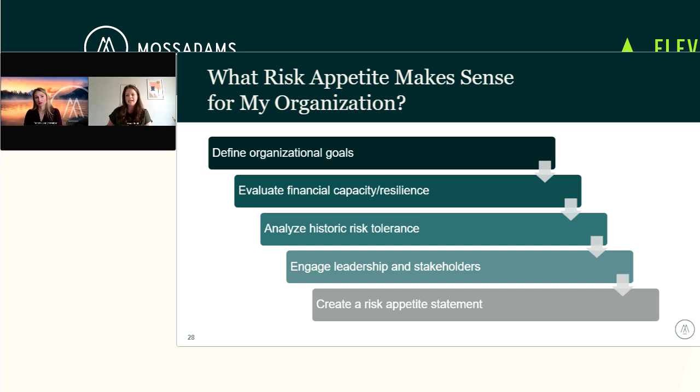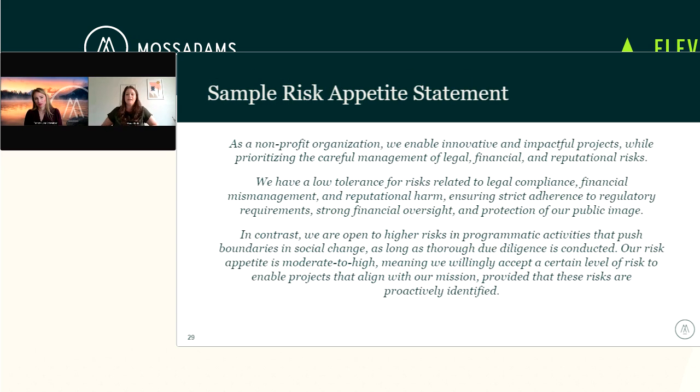decision making. So this is an example of a risk appetite statement, which I'll just read really quickly because I think it's so helpful. As a nonprofit organization, we enable innovative and impactful projects while prioritizing the careful management of legal, financial, and reputational risks. We have a low tolerance for risks related to legal compliance, financial mismanagement, and reputational harm, ensuring strict adherence to regulatory requirements, strong financial oversight, and protection of our public image.